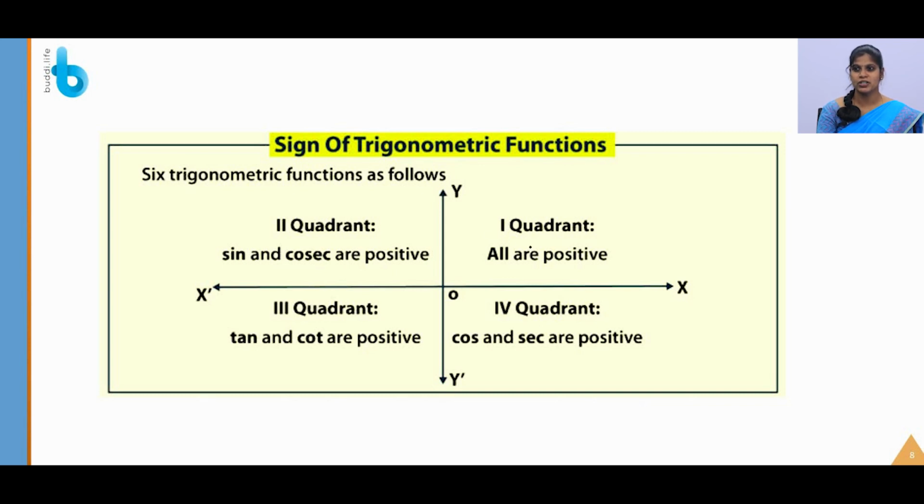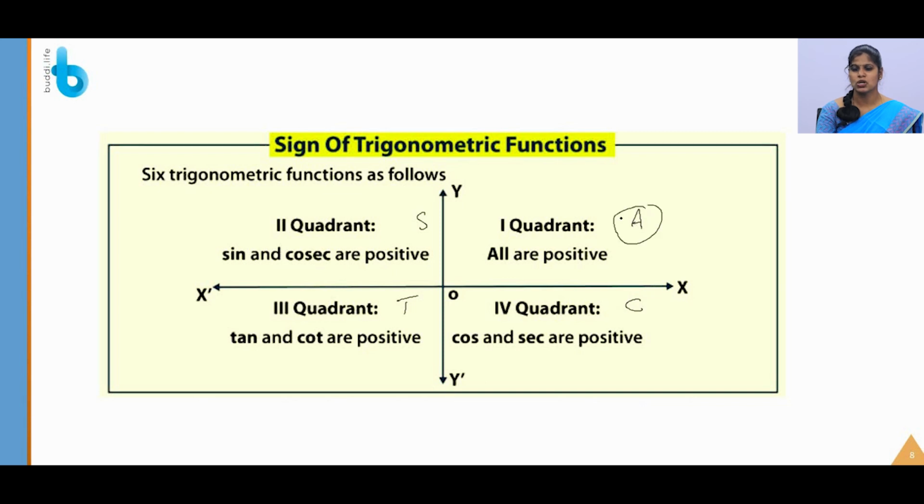In the first quadrant, all the functions are positive. In the second quadrant, sine and cosecant are positive. In the third quadrant, tan and cot are positive. In the fourth quadrant, cos and secant are positive. Okay. To remember this, we have a code word, that is, All Silver Tea Cups.